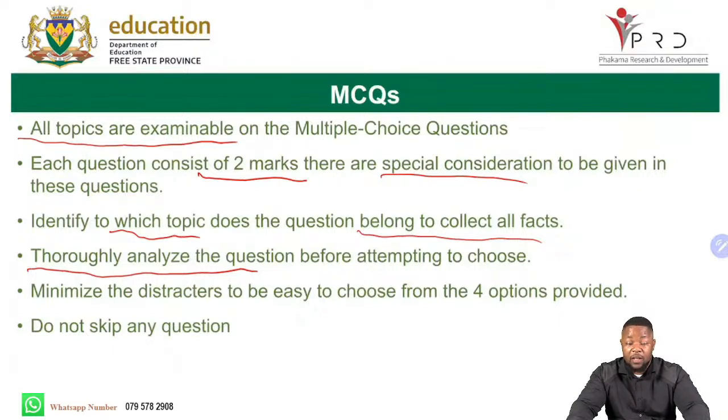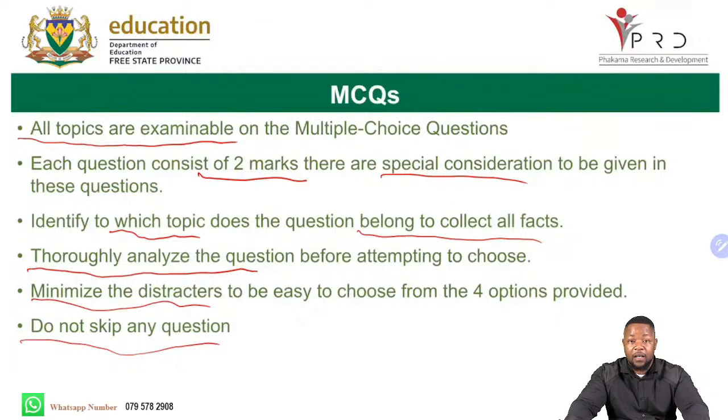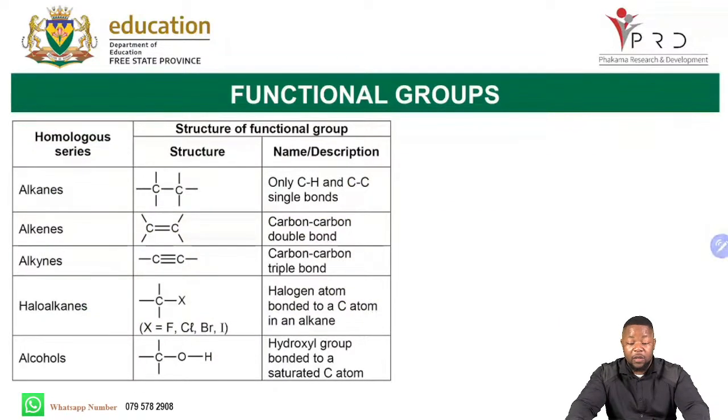We remind you that there will be 4 options given. 2 of them are distractors, and 2 of those options are very close to the correct answer. You start by eliminating the distractors. You'll be left with 2 options from which you can choose the best answer. We have talked about minimizing the distractors, and also about not skipping any question. All questions on the question paper need to be answered.